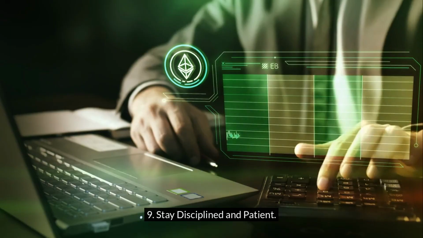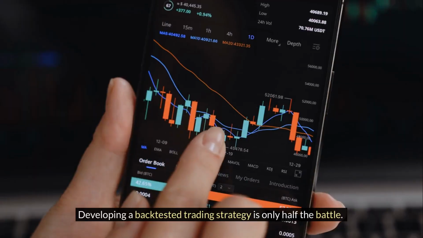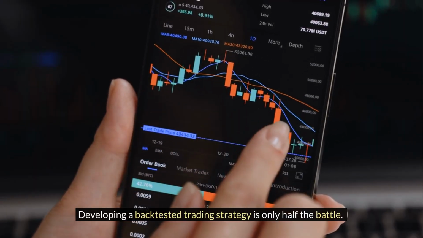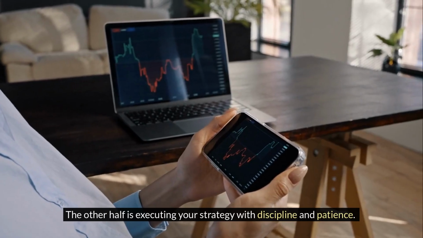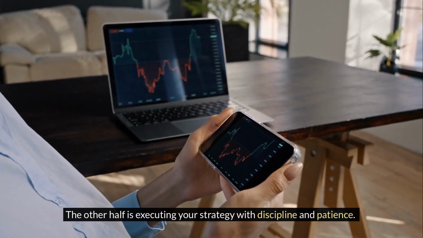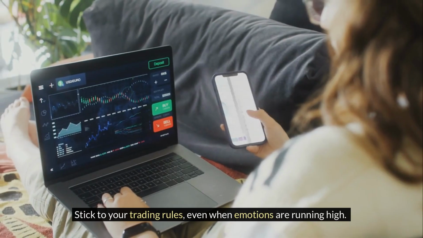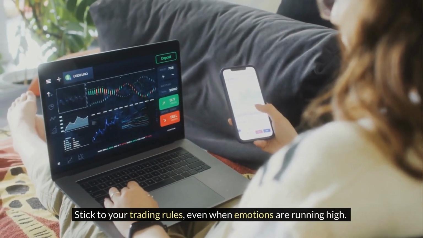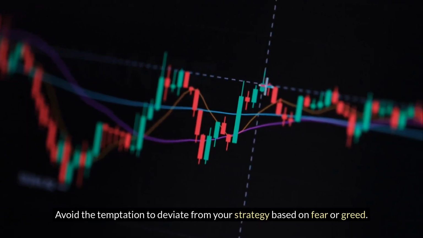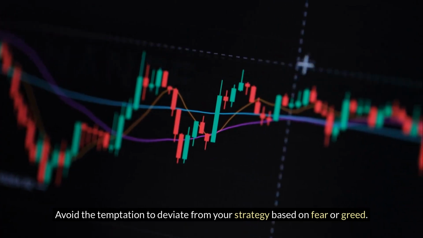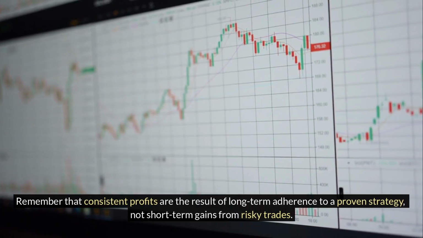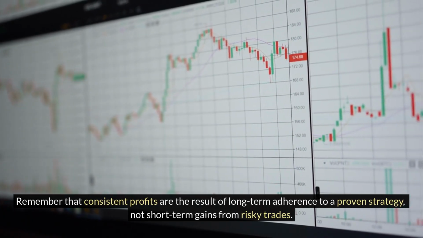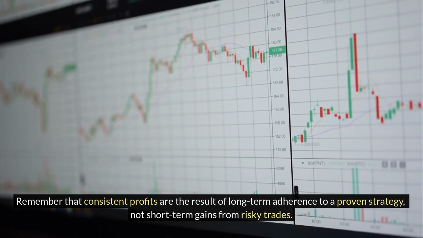9. Stay disciplined and patient. Developing a backtested trading strategy is only half the battle. The other half is executing your strategy with discipline and patience. Stick to your trading rules, even when emotions are running high. Avoid the temptation to deviate from your strategy based on fear or greed. Remember that consistent profits are the result of long-term adherence to a proven strategy, not short-term gains from risky trades.